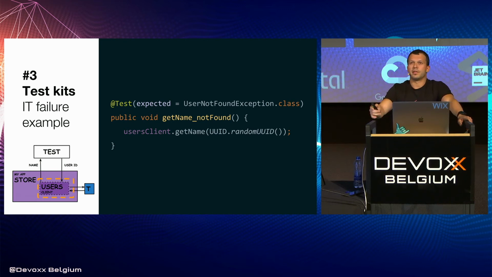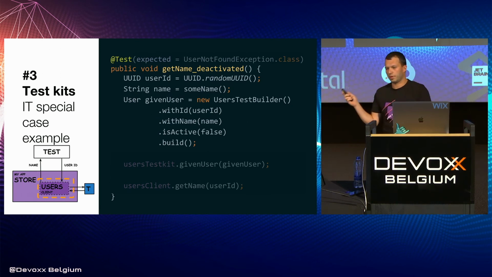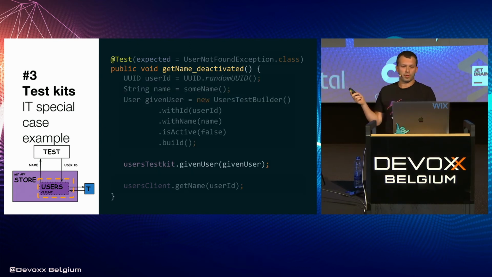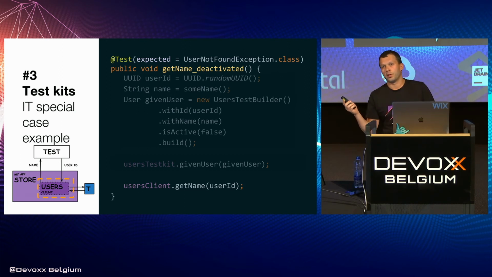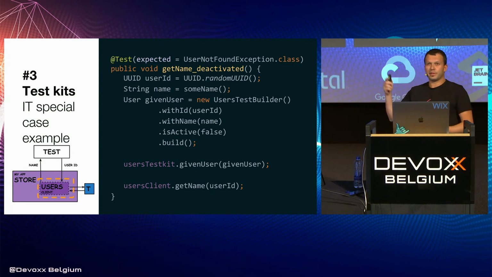Let's see the special case that we saw before about the blocked user. So now in the IT, we can also set that the user is not active. And then we invoke the code, we set it up, we invoke the code, and we see user not found. We also know that we have a back office API that will show us blocked users. So in this case, we can test it as well.